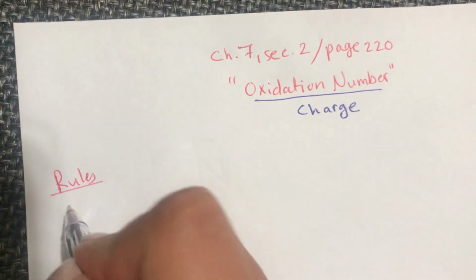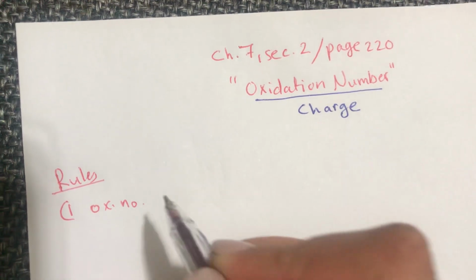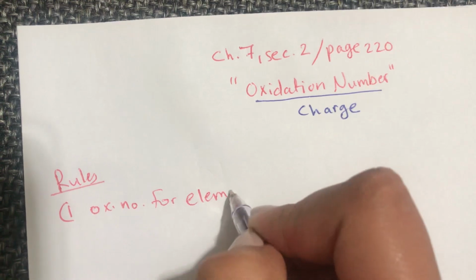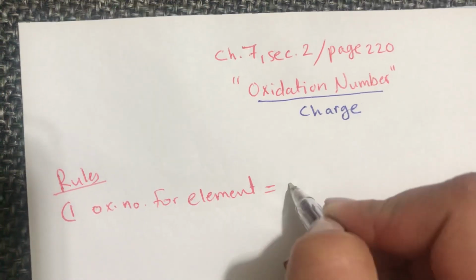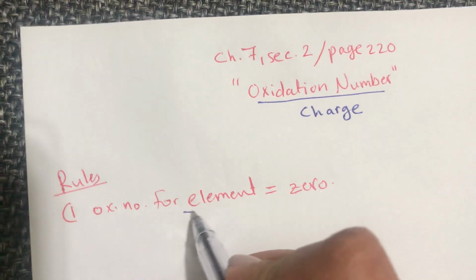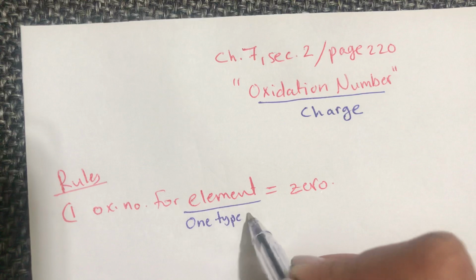The rules are: Rule number 1, the oxidation number for an element equals 0. Element means one type of atom.